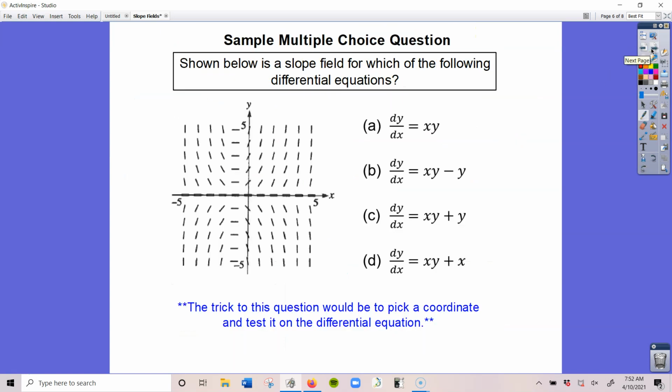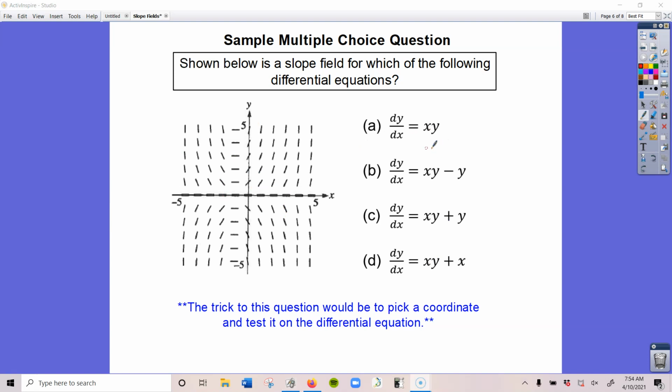Now let's look at a sample multiple choice question. Shown below is a slope field for which of the following differential equations? Now what we can do here is look at the slope field. I do not expect you to start plugging in x and y's for each and every single one of these to make sure that it matches.